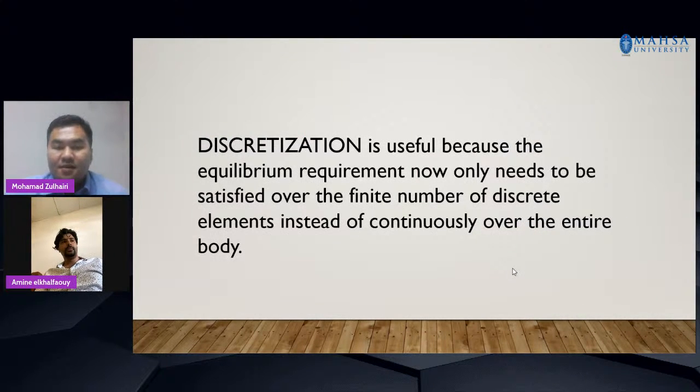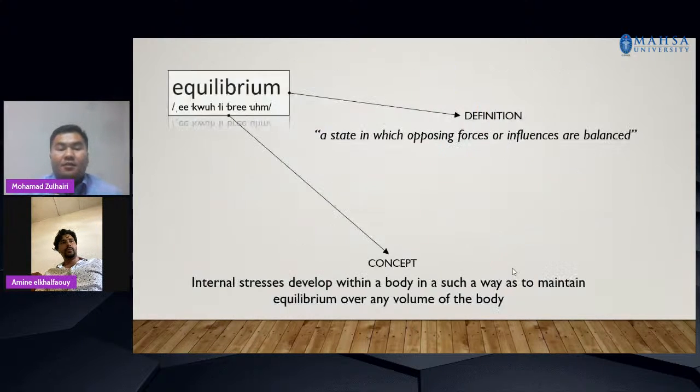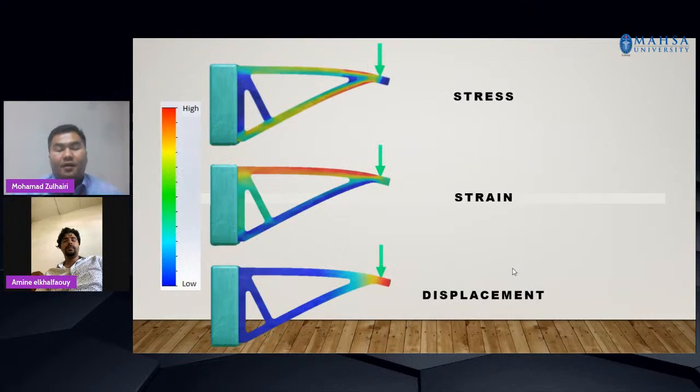Discretization is useful because the equilibrium requirement currently needs to be satisfied over a finite number of discrete elements instead of continuously over the entire body. So by using the discretization method, the calculation will be simplified by the finite number of elements, and then it will give the result as shown. And then there are also some values that happen on the surface.